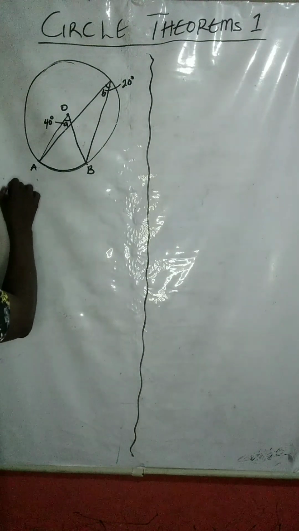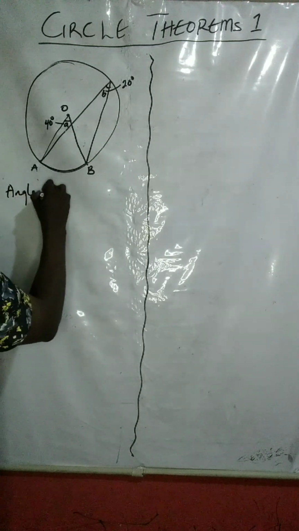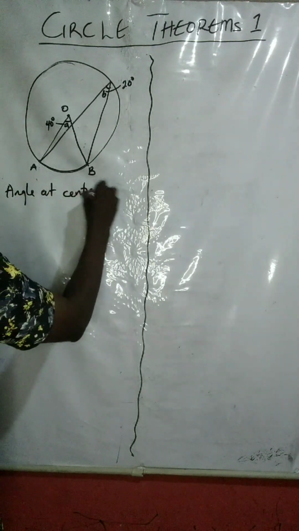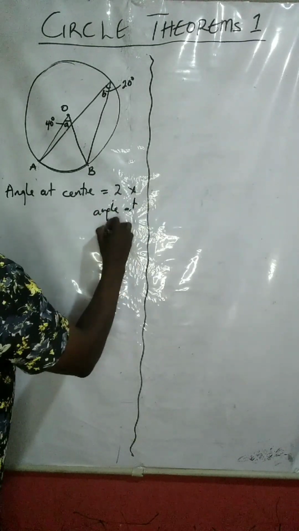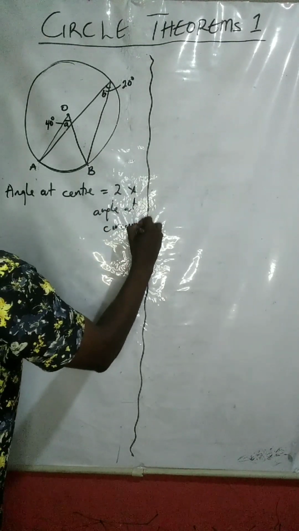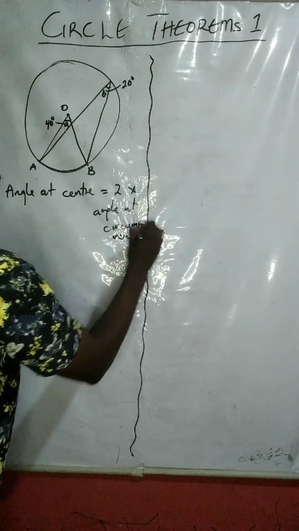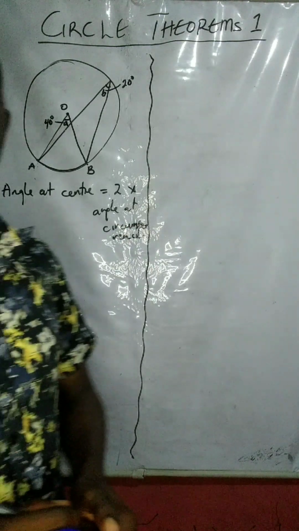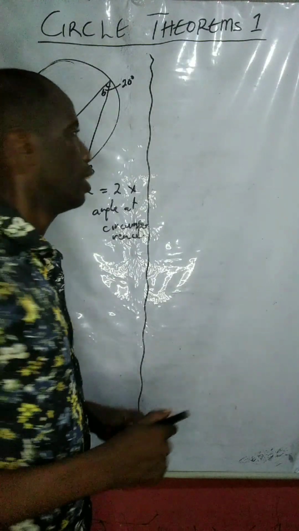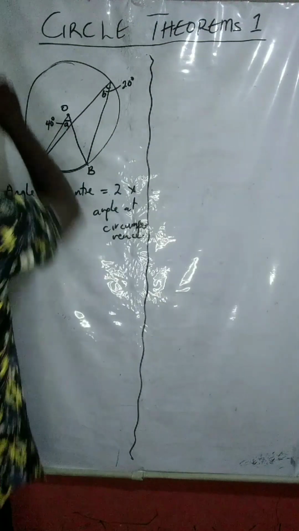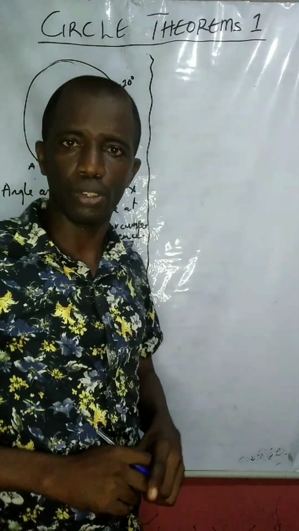So whenever you see that, you know that is the first theorem, and you can shorten it and say angle at center equals 2 times angle at circumference. That is the first theorem. We are going to be applying this later in solving questions. Now, this is the first theorem. Now, let's look at the second theorem.